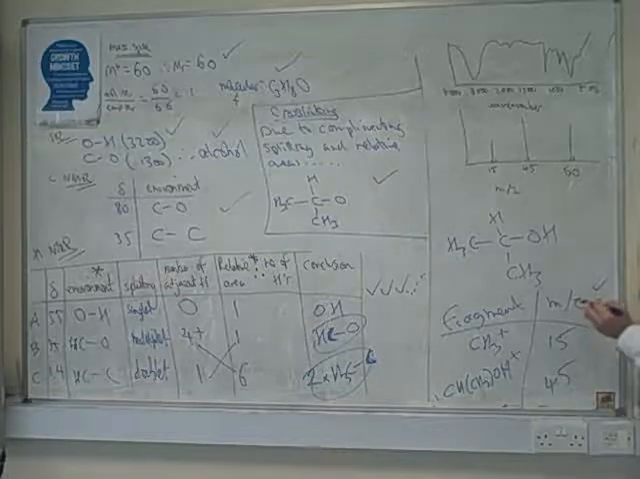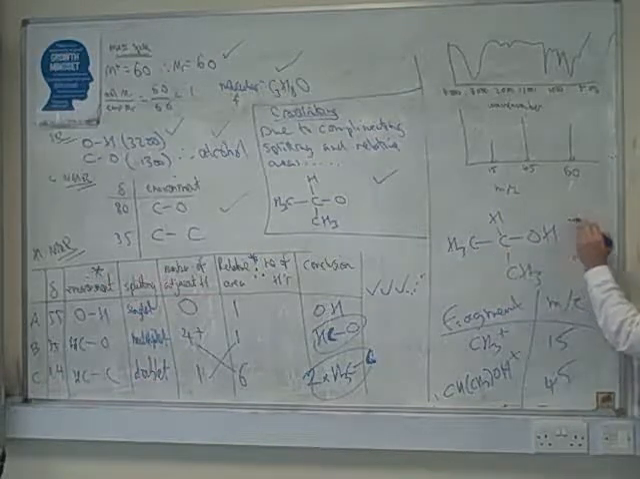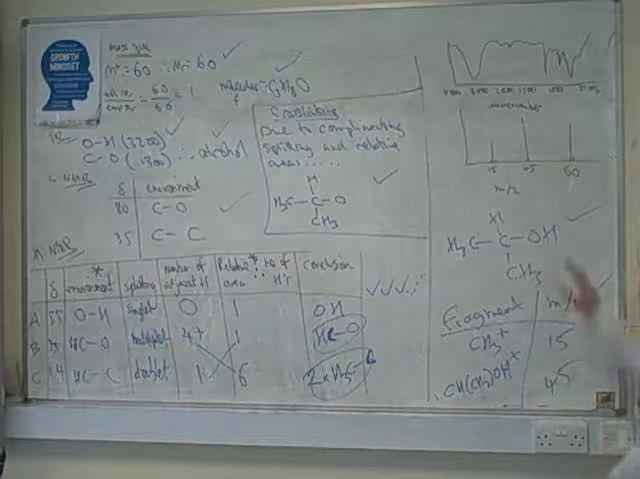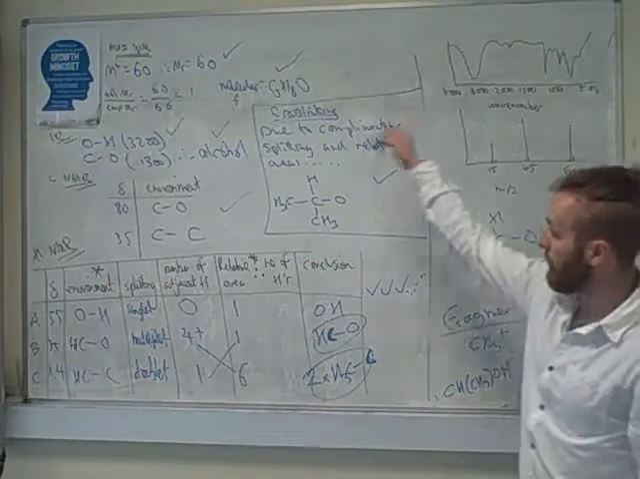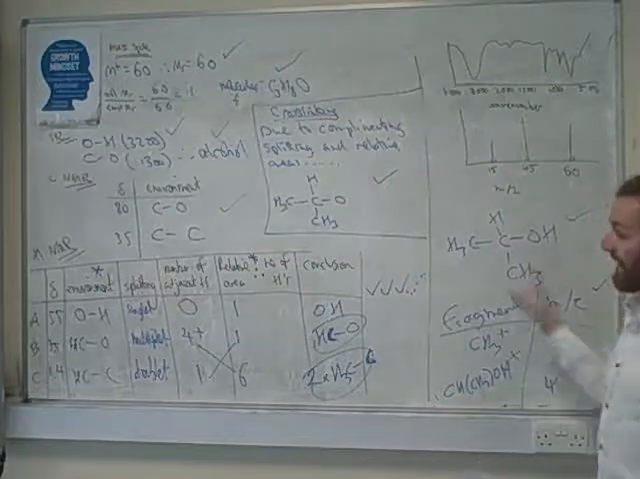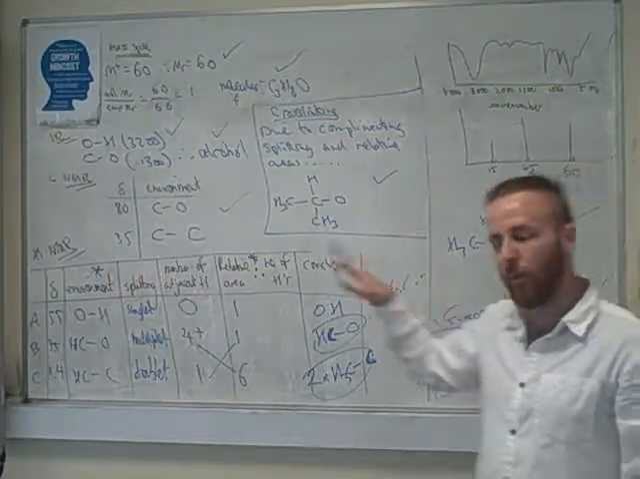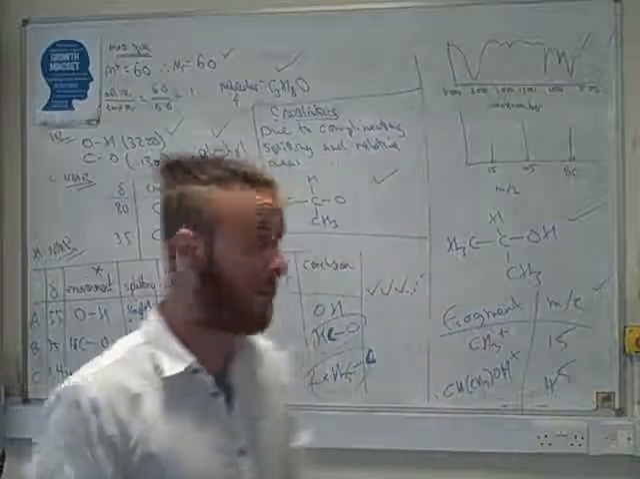1 mark for the fragments. This is quite a simple molecule, so probably just 1 for the final answer. The more complicated it gets, obviously the more marks you get for that. So 1, 2, 3, 4, 5, 6, 7, 8, 9, 10, 11 marks. Again, probably wouldn't be an 11 mark question, but certainly could be.